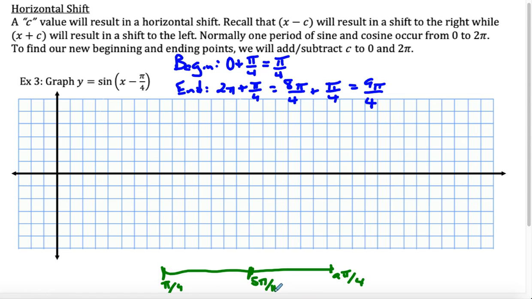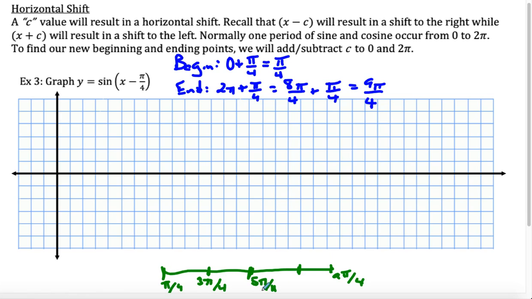Right, then we want to do the same thing. Okay, I want to find halfway in between each of those to split this up appropriately. So pi over 4 and 5 pi over 4 would be 6 pi over 4, divided by 2 would be 6 pi over 8, or 3 pi over 4.